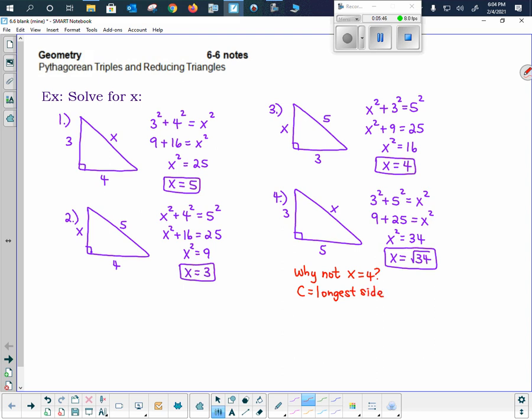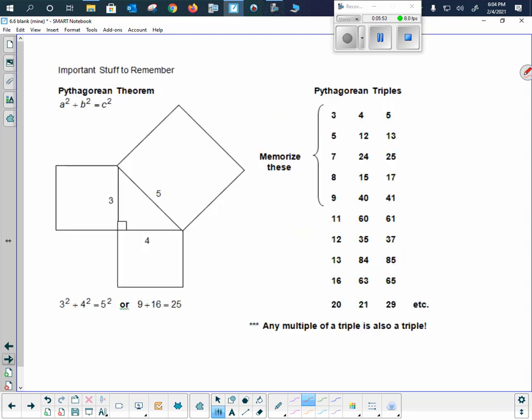Okay, so the 5 can't be a leg, it had to be the hypotenuse. All right, so then on that, thinking about some patterns, here's important stuff for us to remember. First of all, here's our Pythagorean theorem over here: a squared plus b squared equals c squared. Why are they called squareds? We've talked about that before.